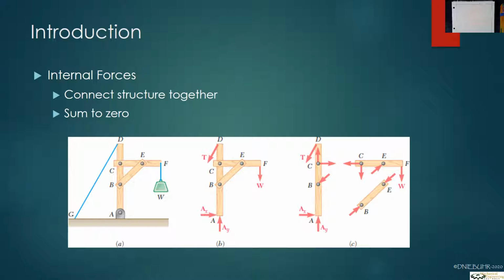So what we're doing now is we're looking at the same type of structure, except we're taking it apart. So figure B in this case is what we would have looked at in chapter 4. We would have identified all the external forces relative to the structure.